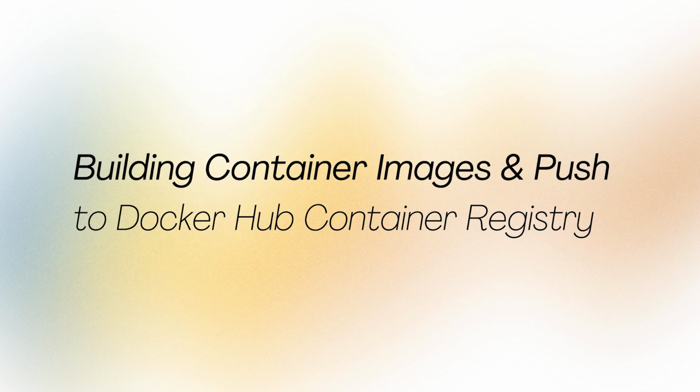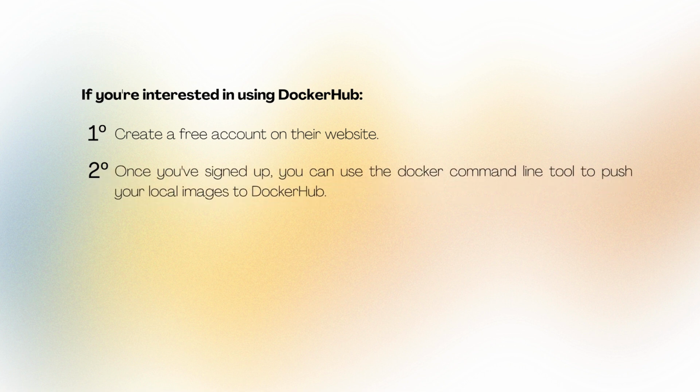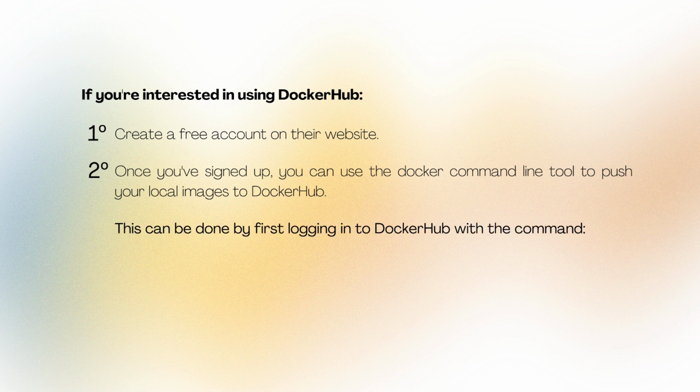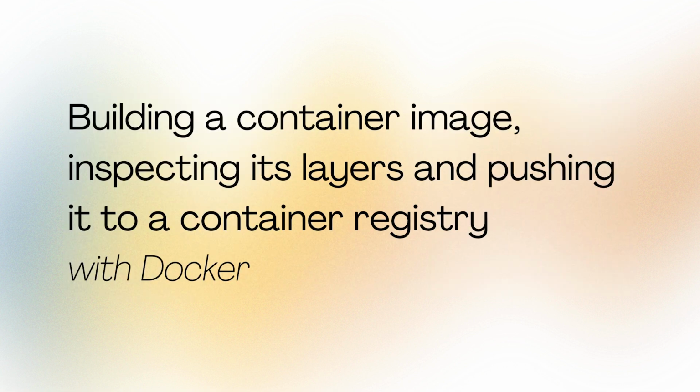If you're interested in using Docker Hub, the first step is to create a free account on their website. Once you're signed up, you can use the Docker command line tool to push your local images to Docker Hub. This can be done by first logging into Docker Hub with the following command, docker login. Once you're done with the setup, we'll go through the process of building a container image, inspecting its layers and pushing it to a container registry with Docker.